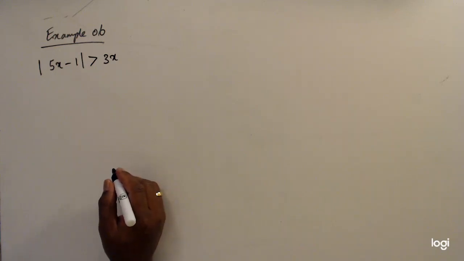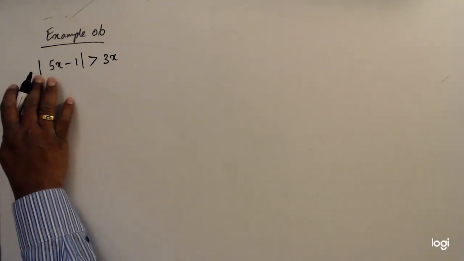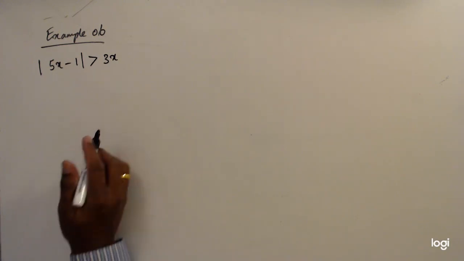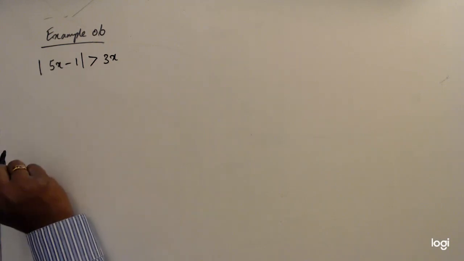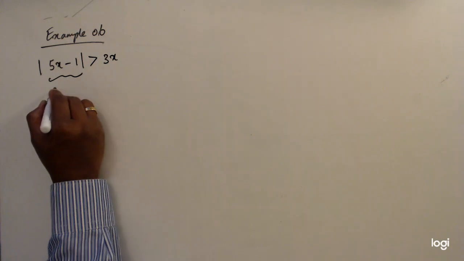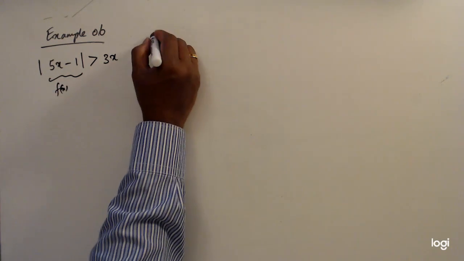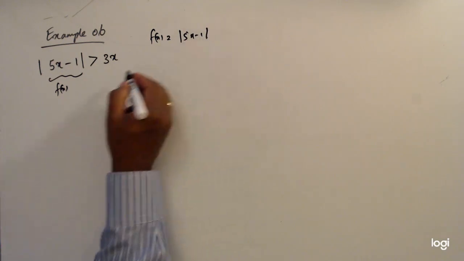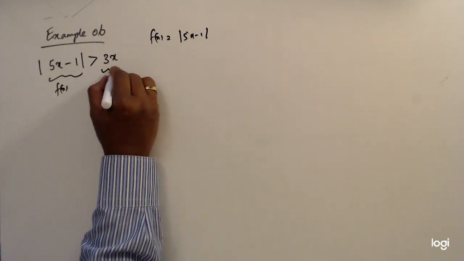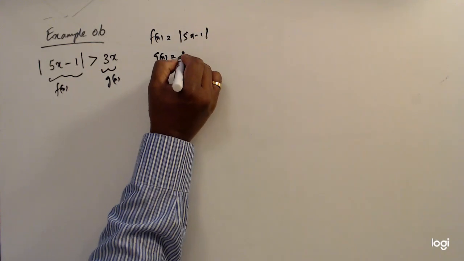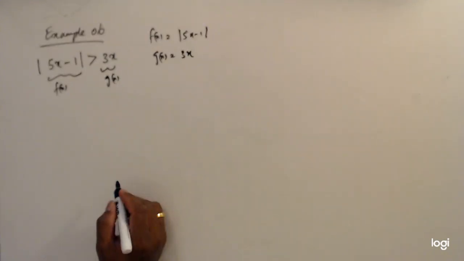Example 6: phi x greater than mod phi x minus 1 greater than 3x. So we need to solve this one. We need to find the x values by looking at y values. I'll take this as fx, because the graph is fx equal mod phi x minus 1, and this as gx, so gx equal 3x. Those are the two graphs.